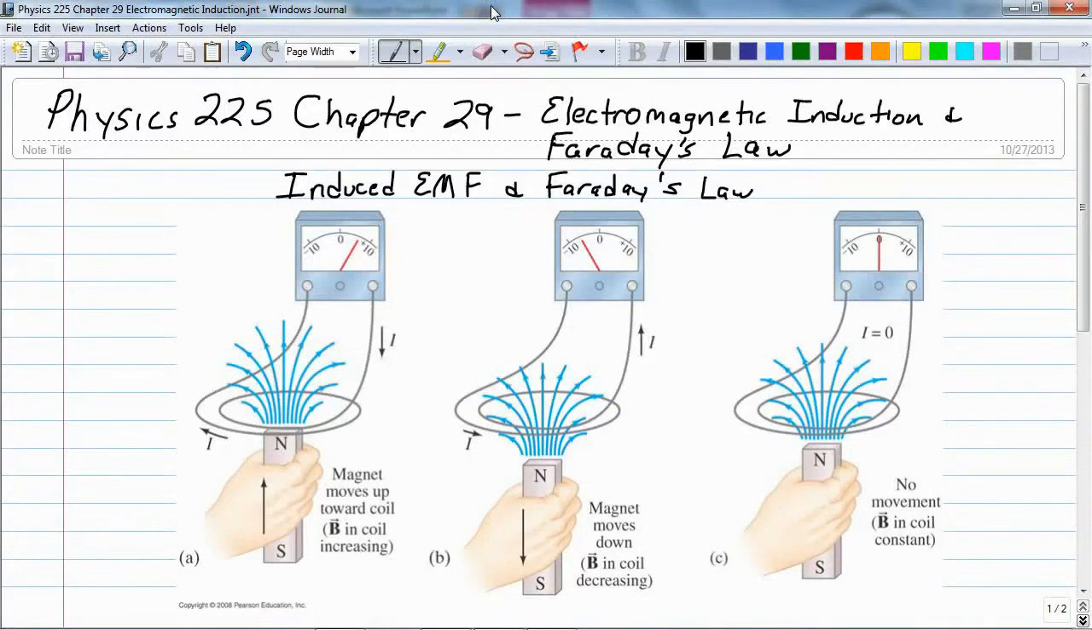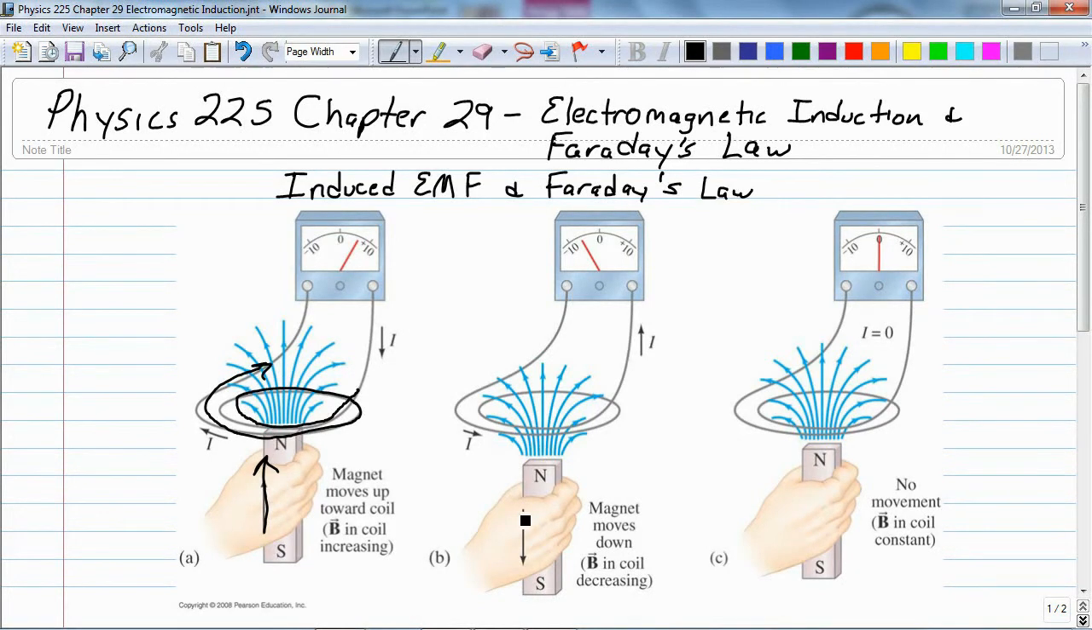If you take a coil of wire and put a magnet through it, what you'll find is that there's a current that is produced depending on how you move the magnet. So in this case, if we look at this magnet, it's going in the up direction, and the coil is going to have a current flowing in the clockwise direction as we look down on it.